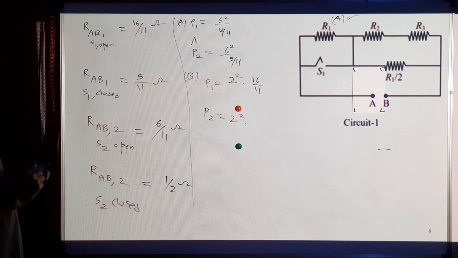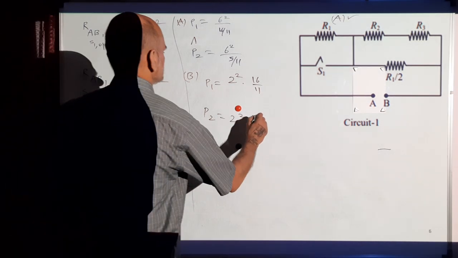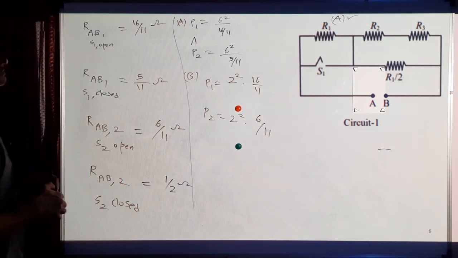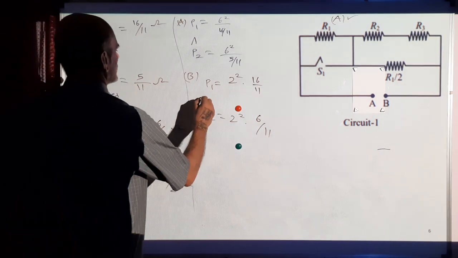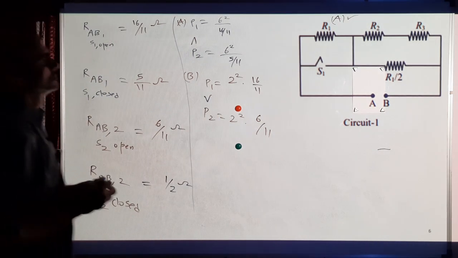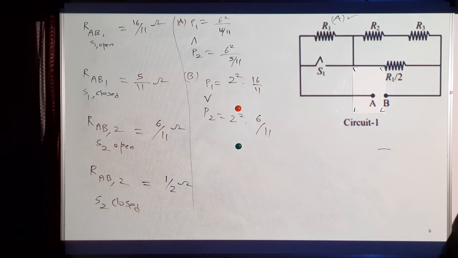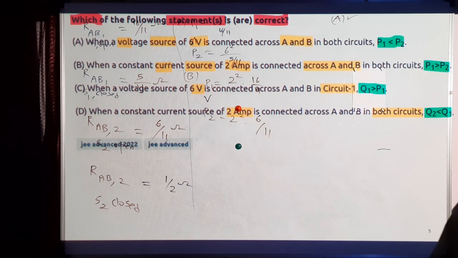In the second circuit, when the current source of 2 amps is connected, the total resistance when the switch is open is 6 by 11. So P1 is more here. For statement B, P1 is more, so statement B is also true.